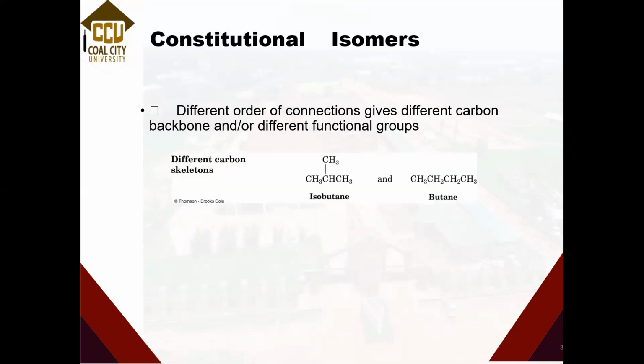I said they have different order of connection, and it gives different carbon backbone or sometimes a different functional group entirely. For instance, let's see the case having a different carbon skeleton. This here is called isobutane. Isobutane is otherwise known as 2-methylpropane. You can see 3 carbons, that's the propane, and then you can see methyl on carbon number 2. So we have this 2-methylpropane, whereas on the other hand, we have butane. This is 1, 2, 3, 4.